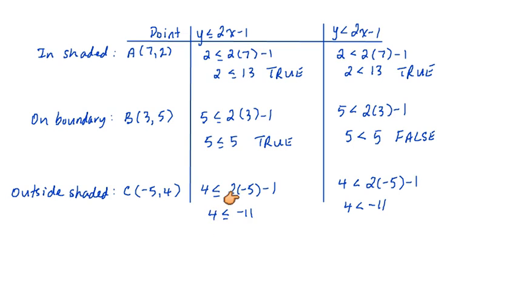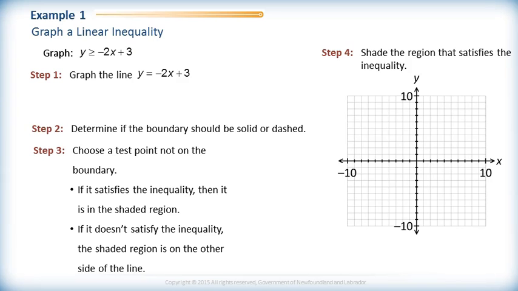Now, for our last point. When I substitute in the values for x and y, in the first case I get 4 less than or equal to negative 11. That's false. And of course 4 less than negative 11 is also false. Let's bring these ideas over to an example.